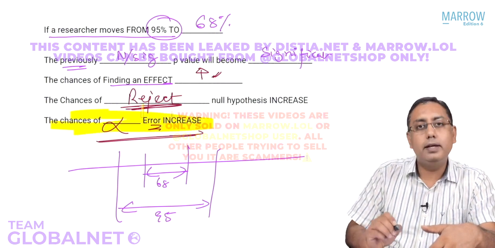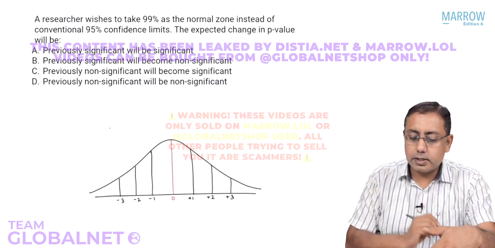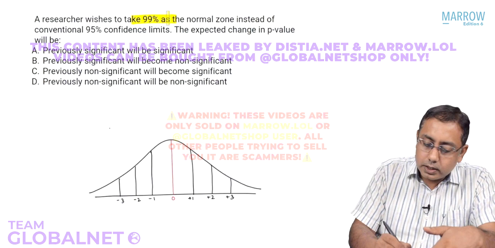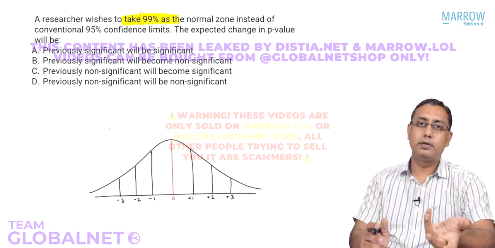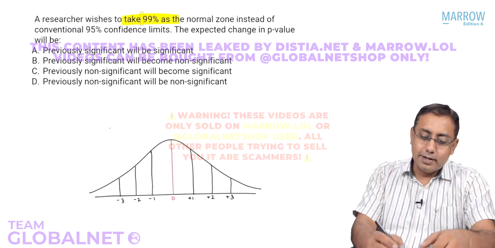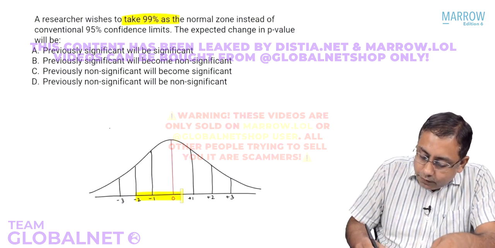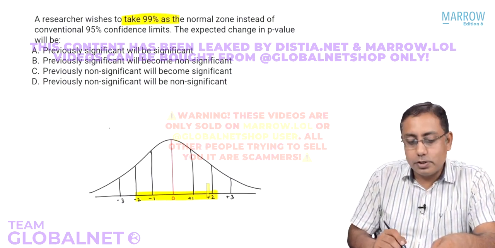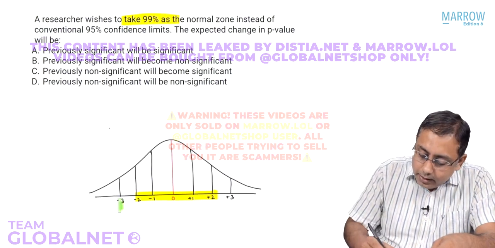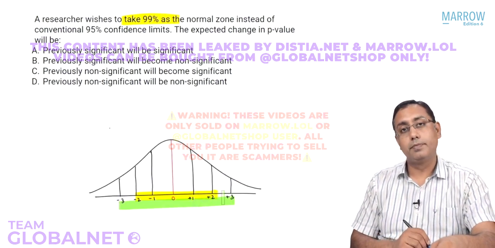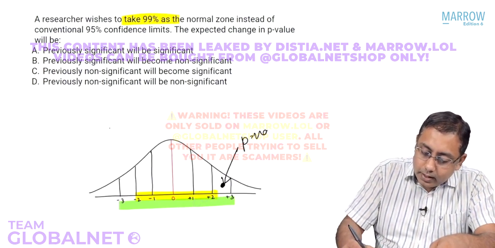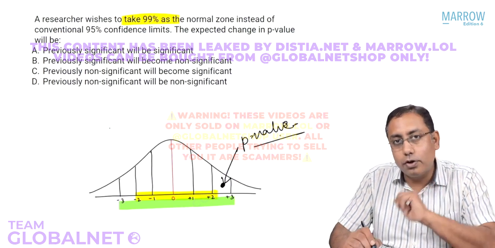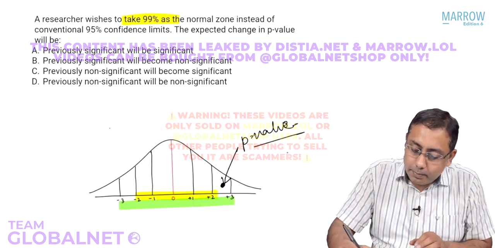The alpha errors will increase. Coming to the other side, let us say a naughty researcher says that I want to take 99 instead of 95. So this is again a big headache. The researcher says that instead of 95, which was my normal zone, I wish to take 99 as my normal zone. Now previously the p-values which were lying here, were they significant or non-significant? Previously they will be significant.